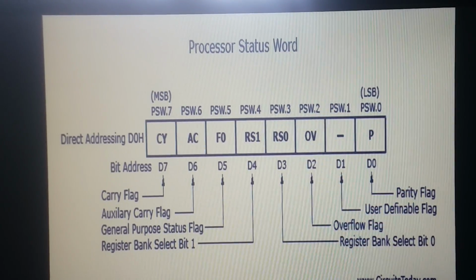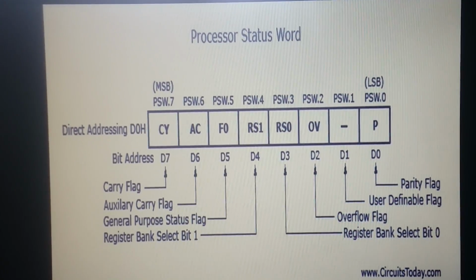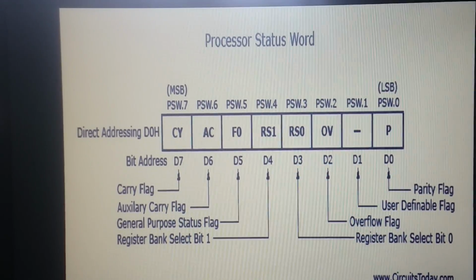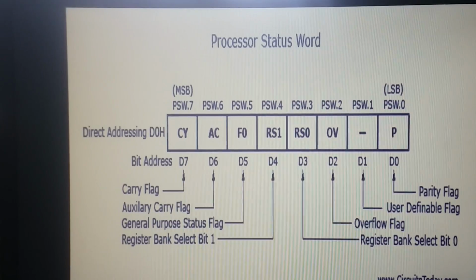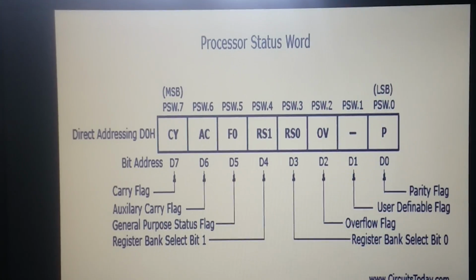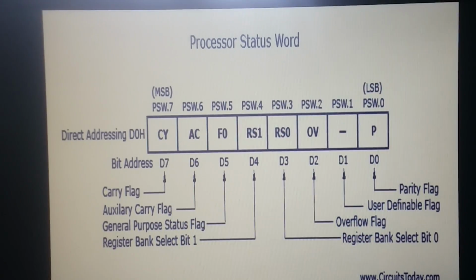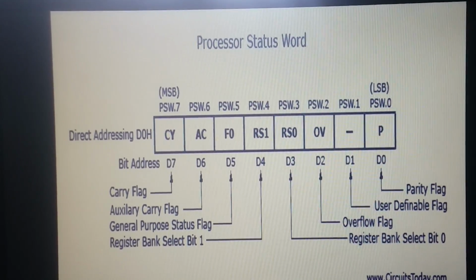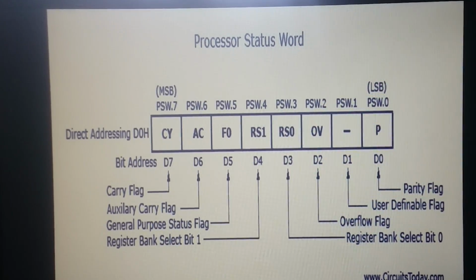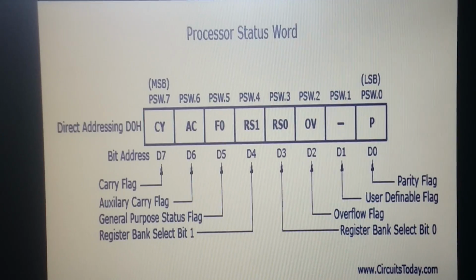Next comes the program status word. PSW is also called the flag register, which is used to show the status of the microcontroller. Whatever operation is done by the microcontroller, the particular status of the operation is shown by the flags. This is 8-bit. First is the parity flag, second is the user defined flag, third is the overflow flag, bits 4 and 5 are used to select the register bank, and the next bit is for the overflow flag, then the auxiliary carry and the carry flag.